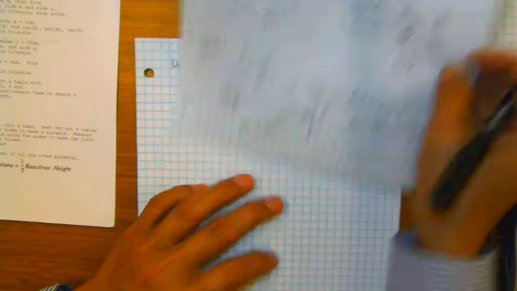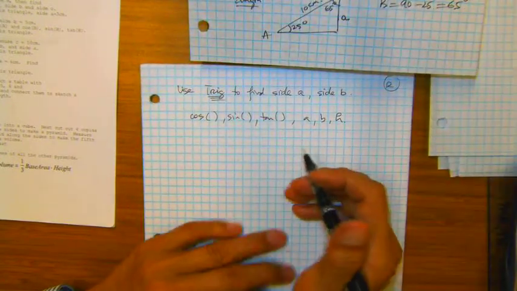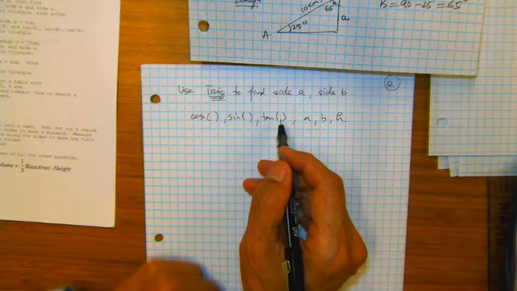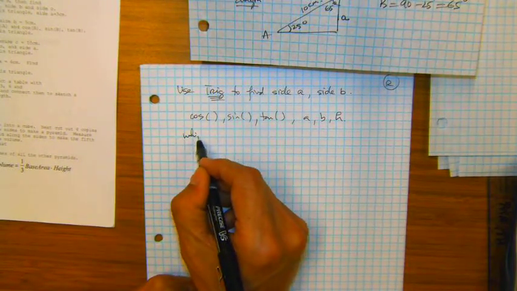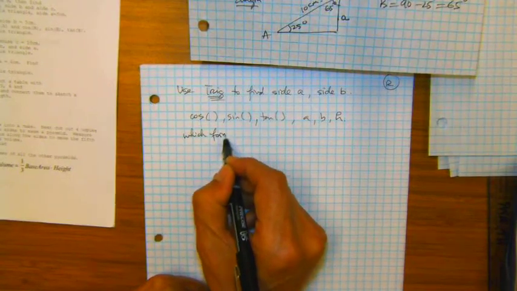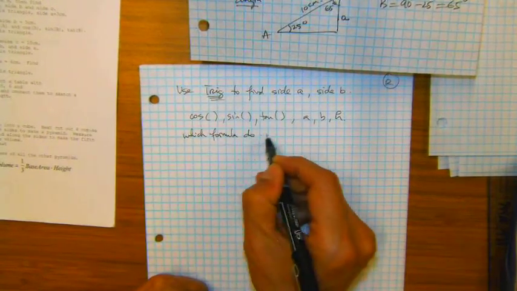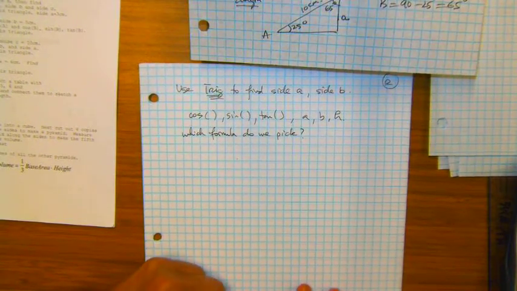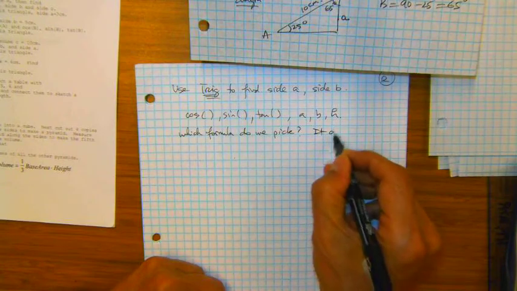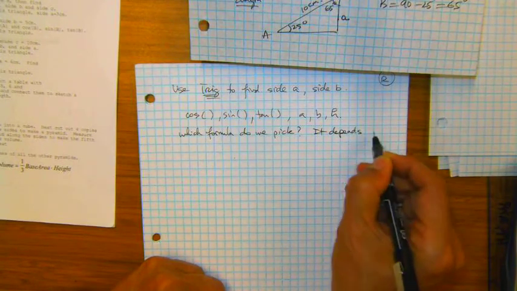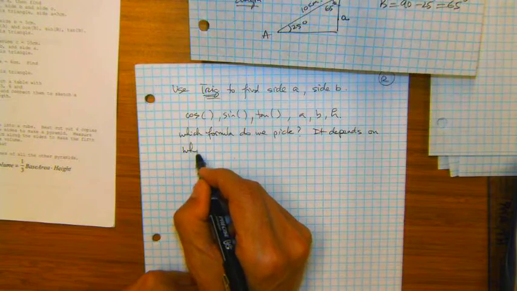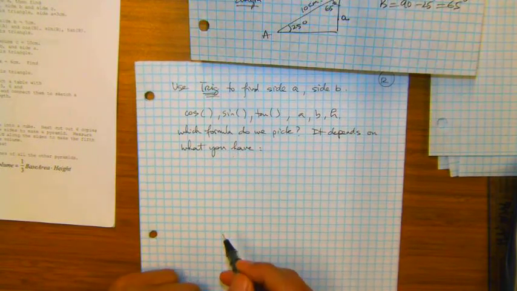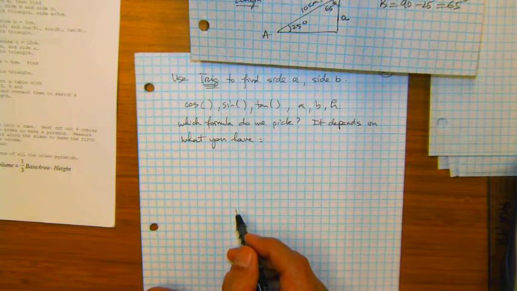Okay, and you have to pick one of the formulas you want to use. So you want to use sine, cosine, or tangent. Well, which formula do we pick? That's the next question. Well, that depends on what you have. Okay, so, for example, you pick a sine, right?